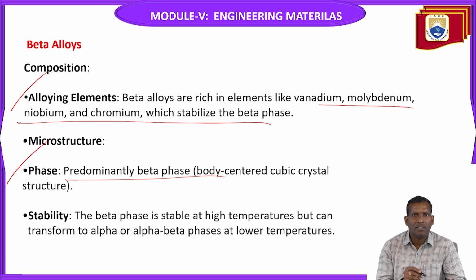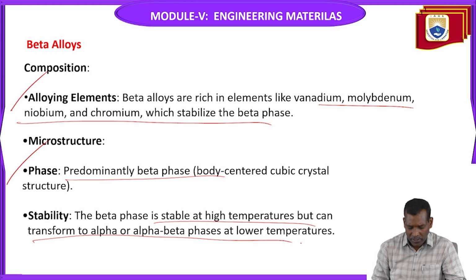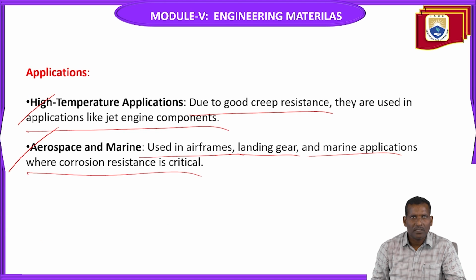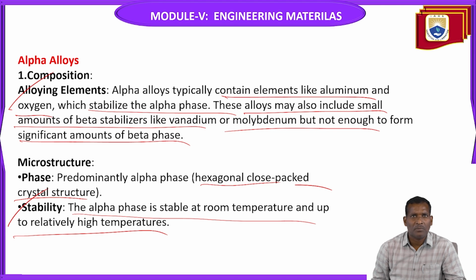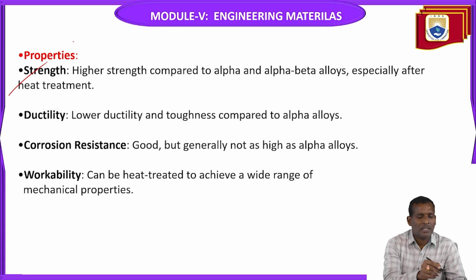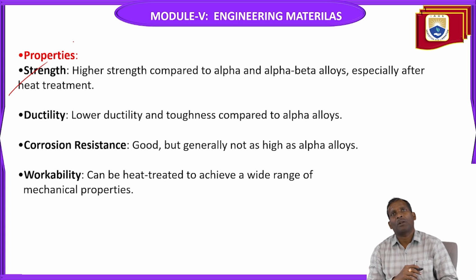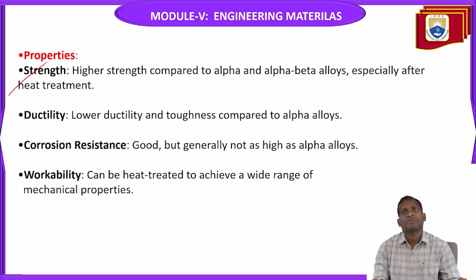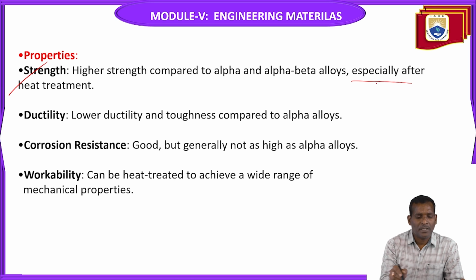And stability: the beta phase is stable at high temperature but can transform to alpha or alpha-beta phases at lower temperature. But in the previous case, the alpha phase is stable at room temperature and up to relatively high temperature. Next, properties: strength. High strength compared to alpha and alpha-beta alloys, especially after heat treatment.